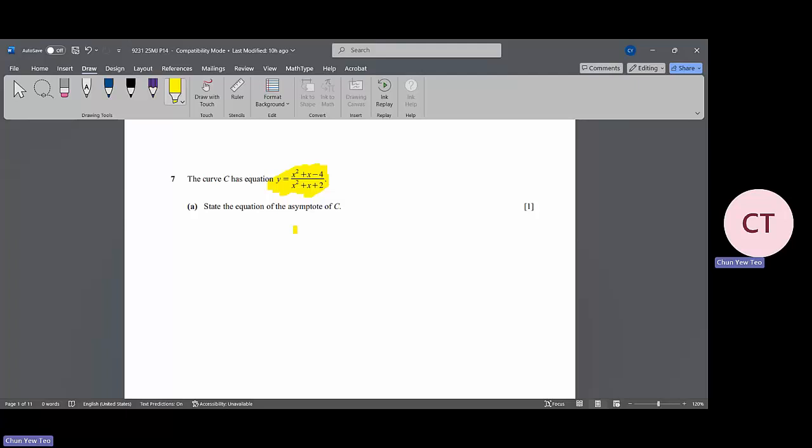A curve C is given by the equation y equals x squared plus x minus 4 divided by x squared plus x plus 2. State the equations of the asymptotes of C.